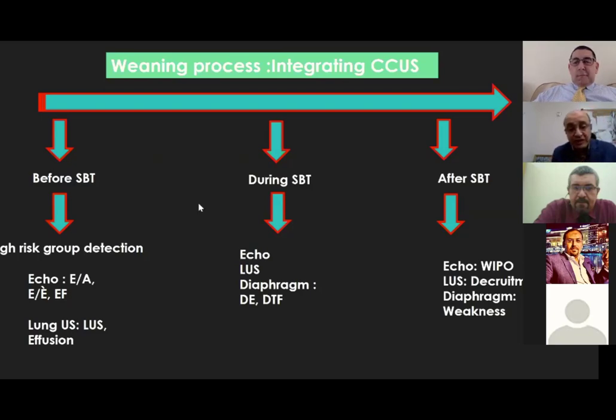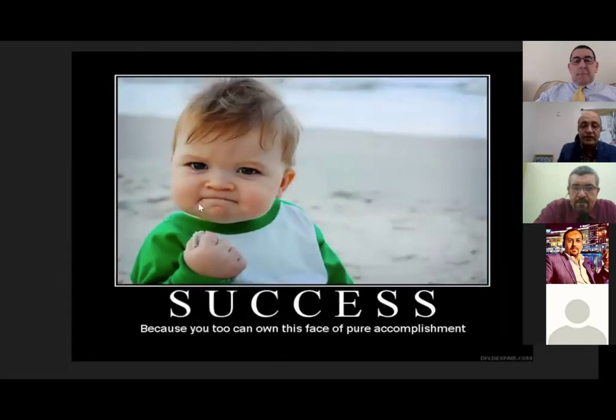During the spontaneous breathing trial, don't forget to assess lung, heart, and diaphragm, because you should not attempt to extubate if you have a question that one of these organs is affected: the heart is not good, the lung is not aerated, the diaphragm is not contracting well. After a spontaneous breathing trial, there is what we call weaning-induced pulmonary edema, or WIPE. This can be diagnosed easily by echo. Lung ultrasound will help to see if the lung is derecruited, and diaphragmatic weakness can be easily diagnosed by it as well. Thank you very much.